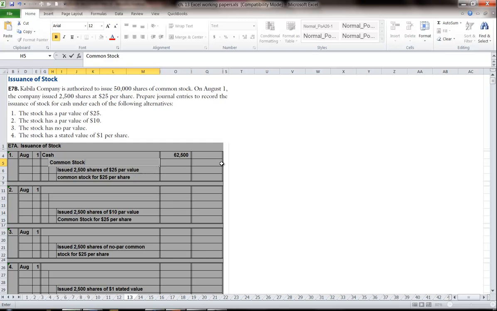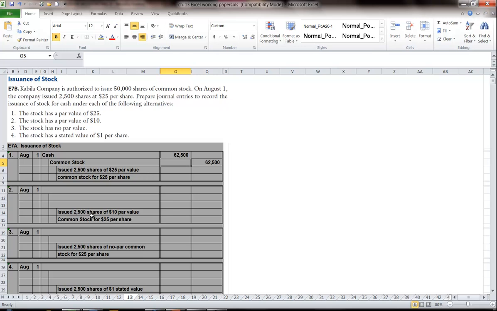Now, when we calculate the dollar amount that goes into our common stock account, which is our legal capital amount, it always has to be based on the par value. So in this scenario, we sold 2,500 shares and the par value was $25. So we will credit the account for $62,500. It just so happened that in this example, we sold it for the par value. So the amount sold equaled the actual par value.